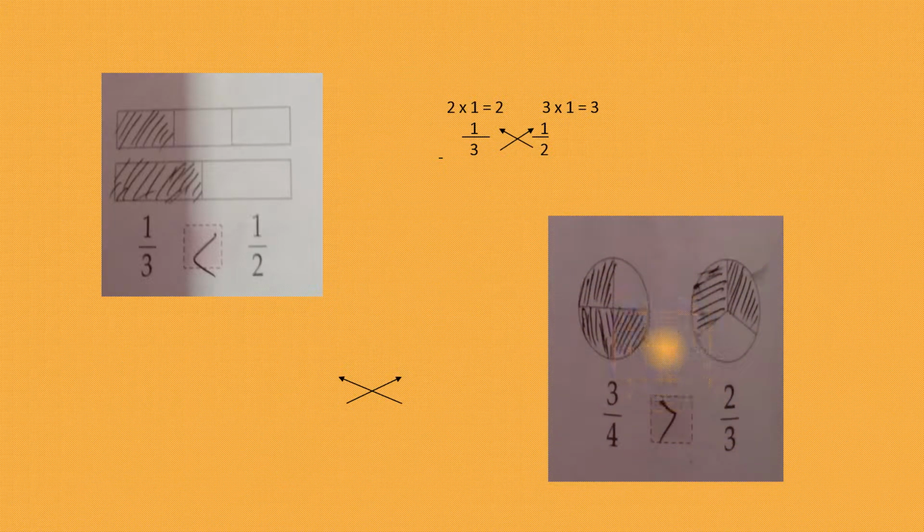Another question, the same type of question, as it is also an example of unlike fractions. 3/4 is given to you and 2/3 is given to you. First you shade the circle which has 4 parts. Out of that you shade 3 parts, and in the second circle out of 3 you shade 2. By seeing the picture, you can say 3/4 is greater than 2/3. But without seeing the picture, do the cross multiplication.